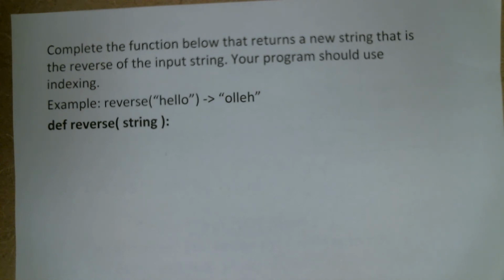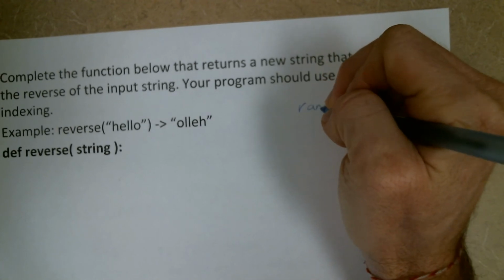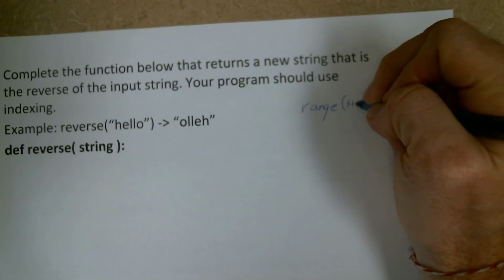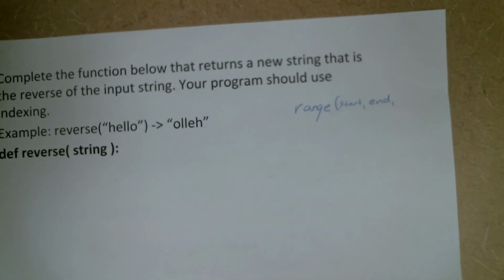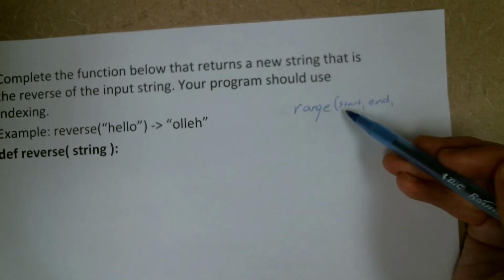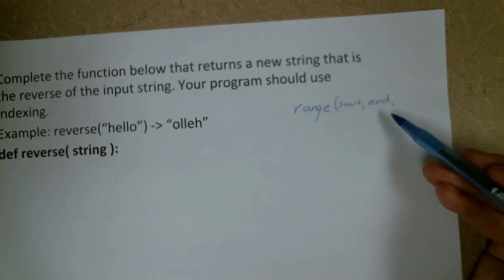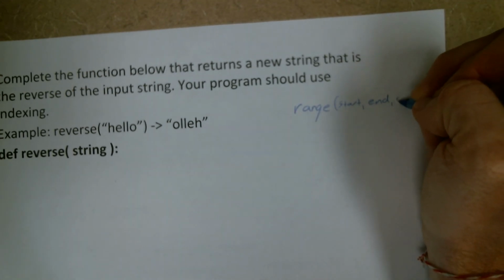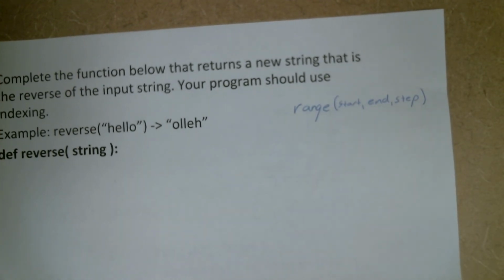Now, before we can do that, let's just review the range function for a second. The range function normally has a starting point and an ending point, and then you stop there. If you only provide a starting and an ending point, it will automatically count up by 1. But you don't have to count up by 1. You can provide what's called a step value.